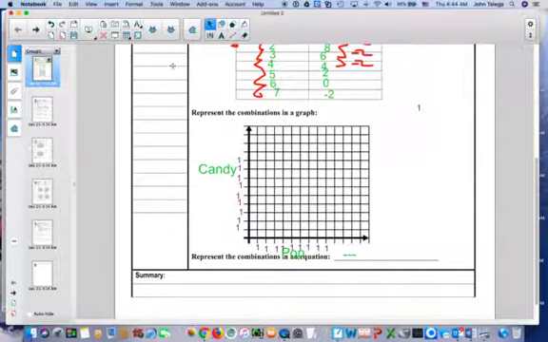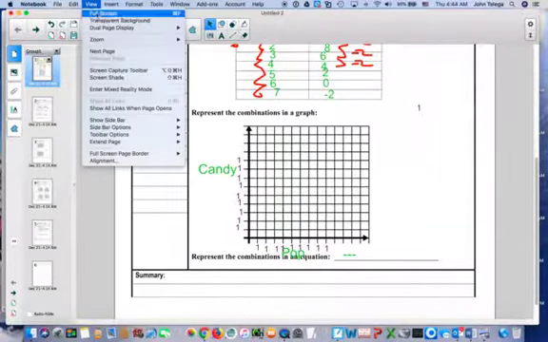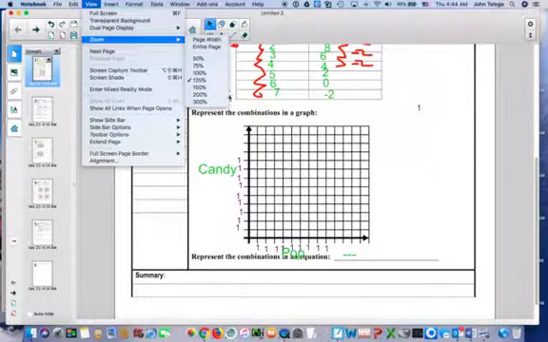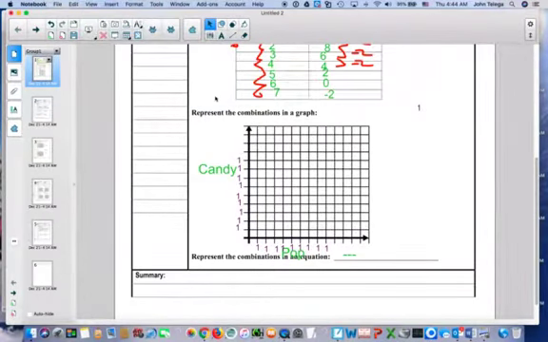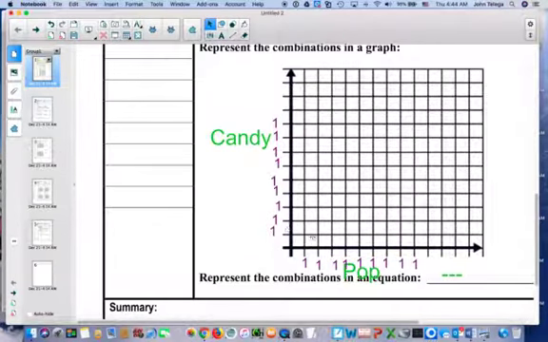All right, now I'm going to zoom in here. 200%. So this one's going to be 2, be a 3.